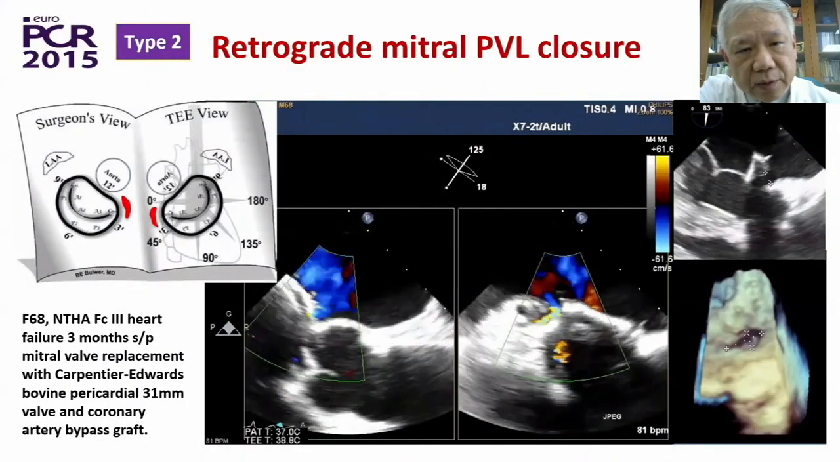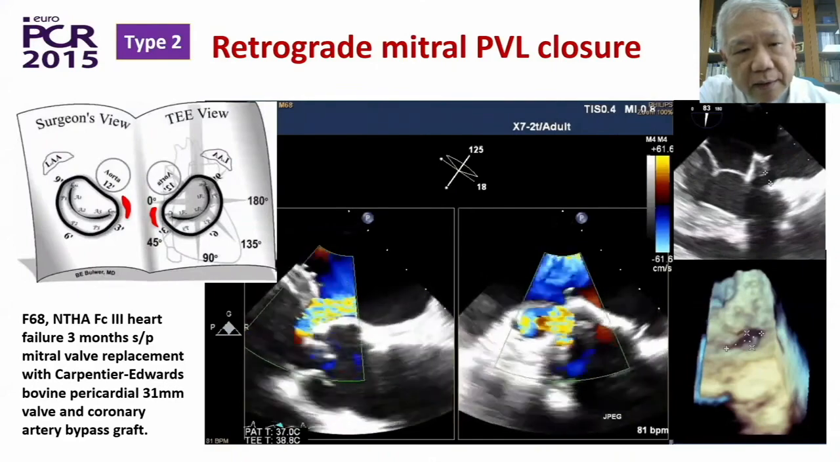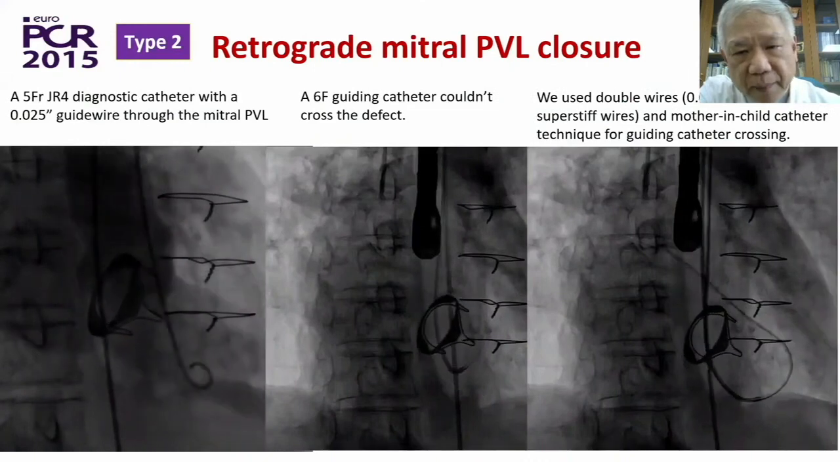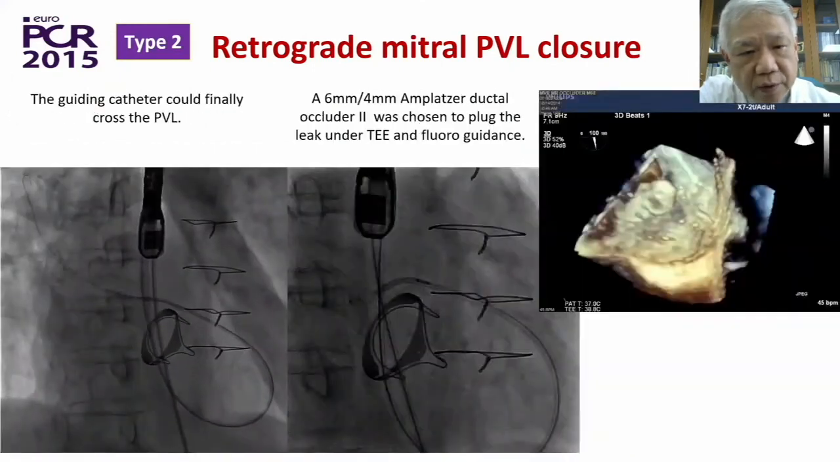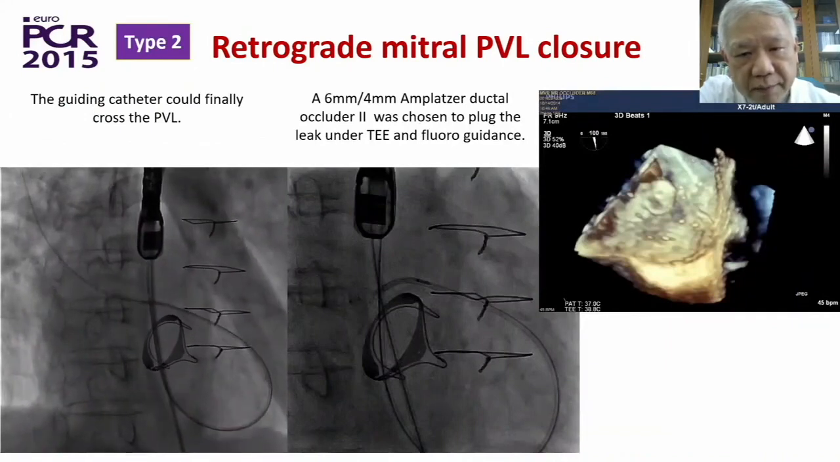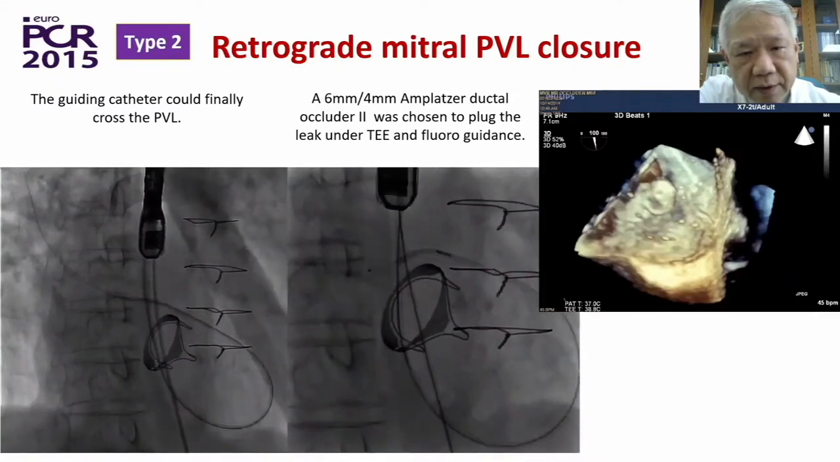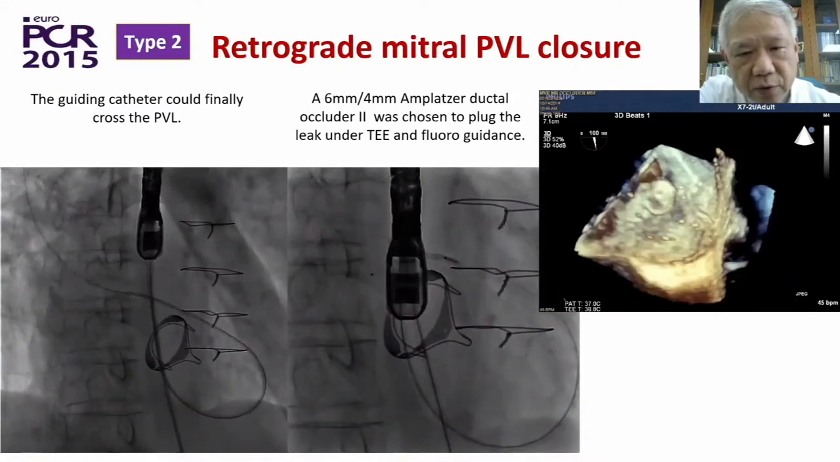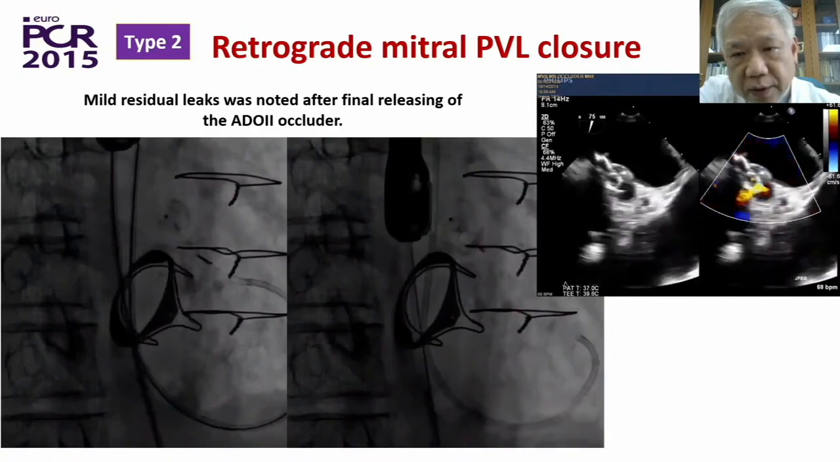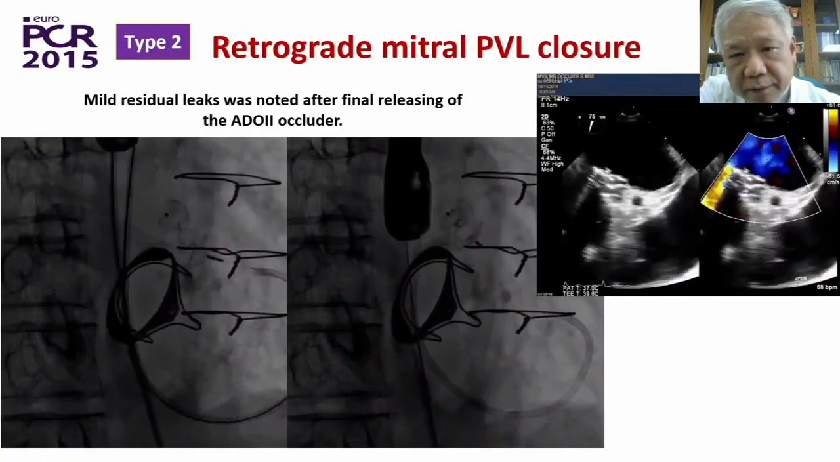This is another case with a retrograde approach. This is a relatively large crack at septal position. The size is 6/3. So we use a retrograde approach. Initially, the catheter cannot cross the defect. So we use a buddy wire technique and a child-in-mother catheter. Finally, the catheter can cross the lesion and the occluder can be deployed. After deployment of the occluder, as you can see, the valve becomes stabilized.